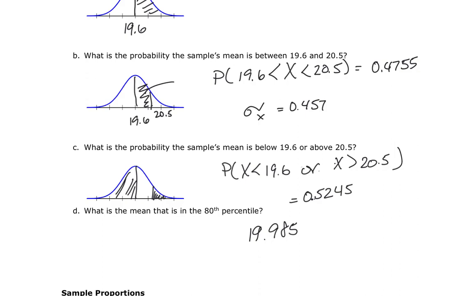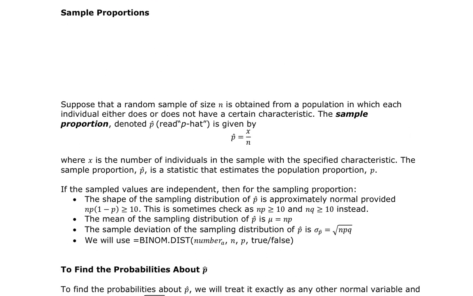Now, the second part of this chapter is talking about sample proportions. So suppose a random sample of size n is obtained from a population in which each individual does or does not have a certain characteristic. The sample proportion, denoted as p hat, sometimes p prime, is given by the number that have the, quote, success, divided by the total number in that sample. So x is the number of individuals in the sample with the characteristic, and p hat estimates the population proportion, p. You're going to see p hat is those who have success over the total sample size.